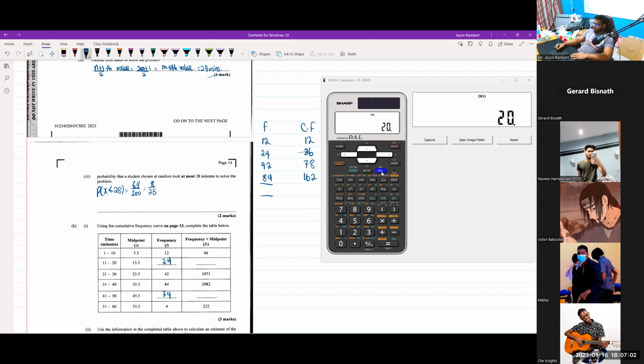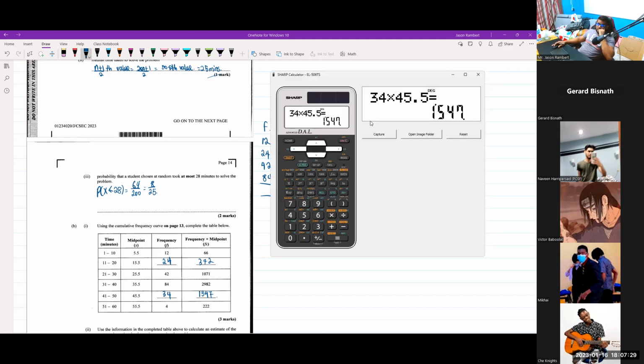So 24 multiplied by 15.5 is 372, and 34 multiplied by 45.5 is 1547. Right, so that will be the correct answer there. You all understand that? What I did? Yes, sir.